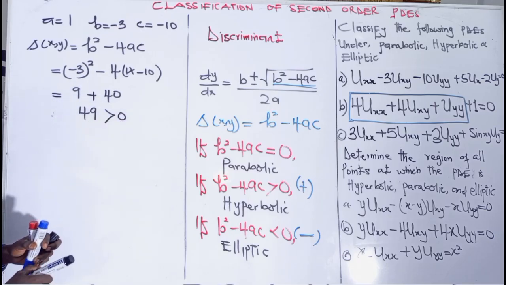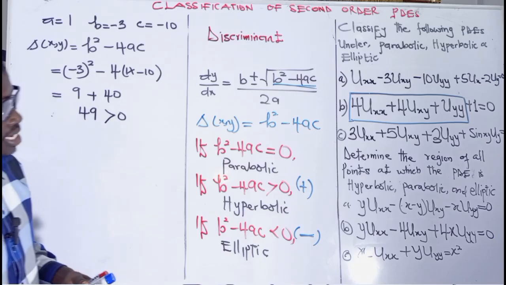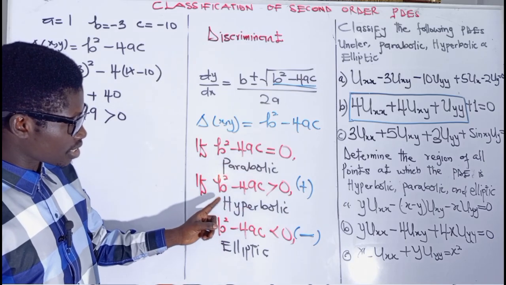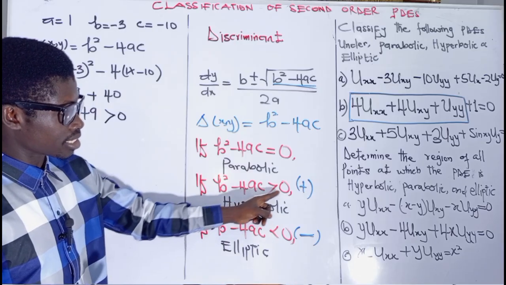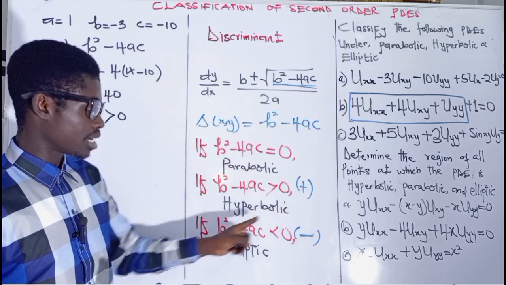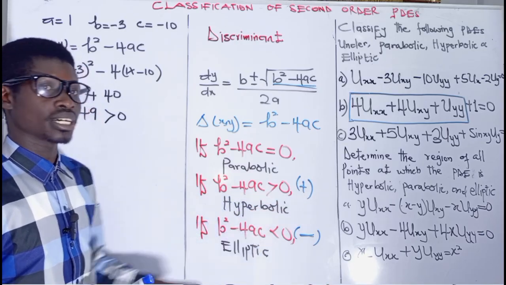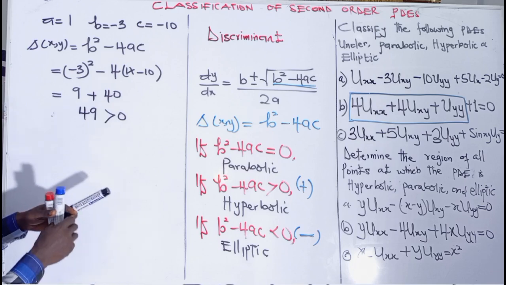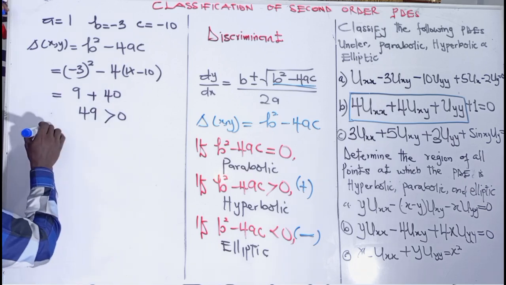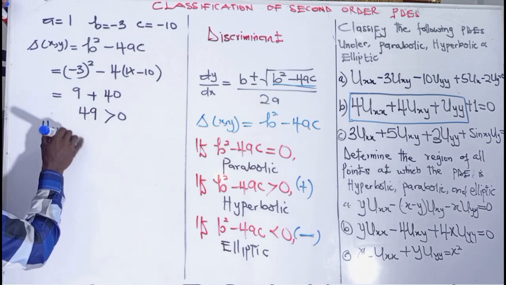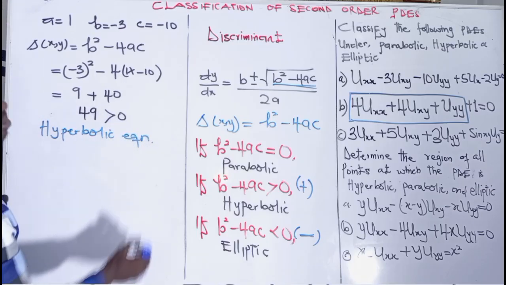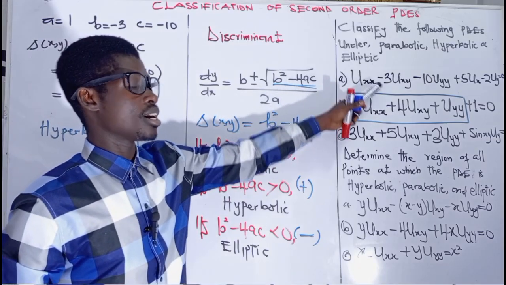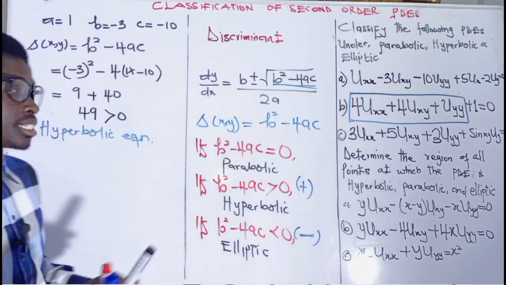So what type of equation is this? We said that if the discriminant is greater than 0, a positive number, then that equation is a hyperbolic equation. So this equation is a hyperbolic equation. Very, very easy and simple.